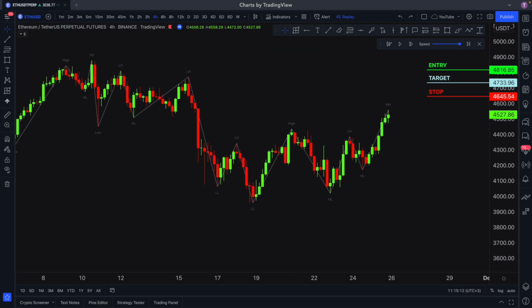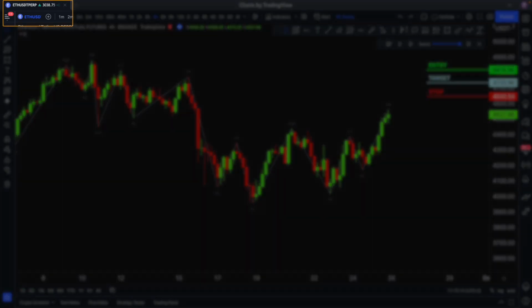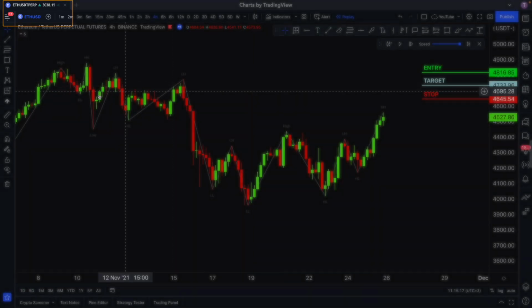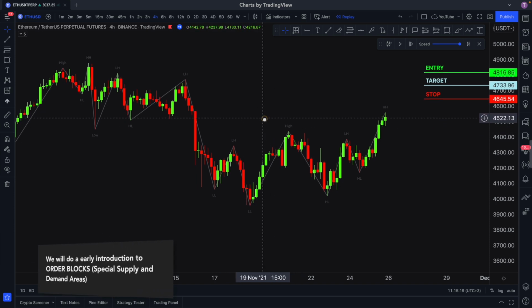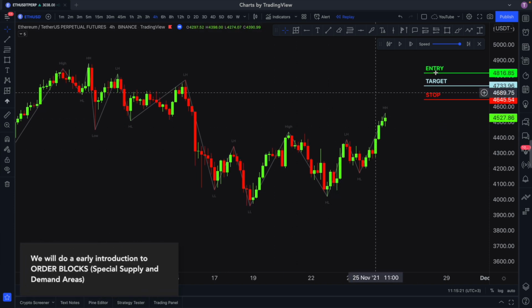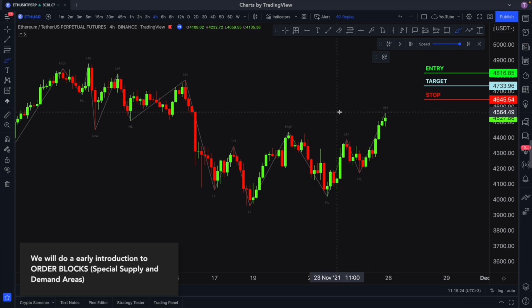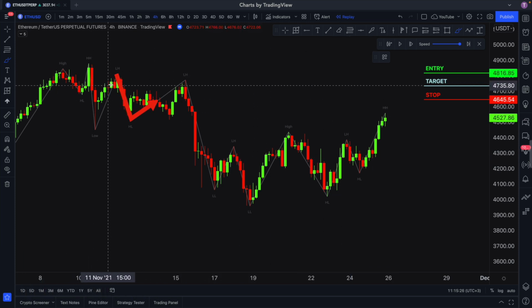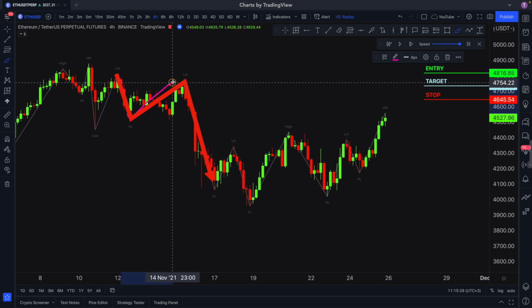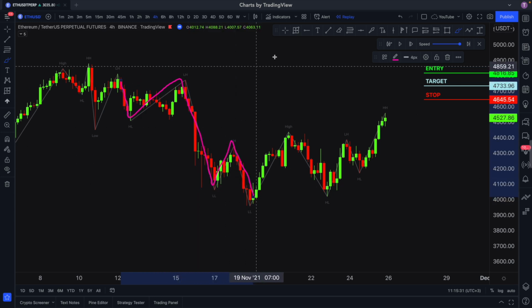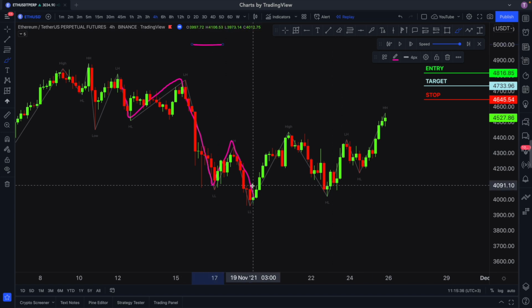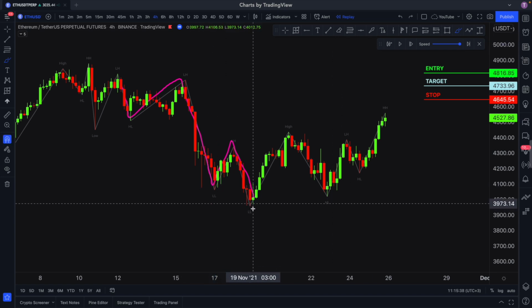Okay, let's check the Ethereum example. This is a great example to start with. I'll also do a mini introduction to order blocks in this market structure break example. As you can see, Ethereum is in a significant downtrend here, falling from $5,000. At one point in time, there was a support at $4,000.